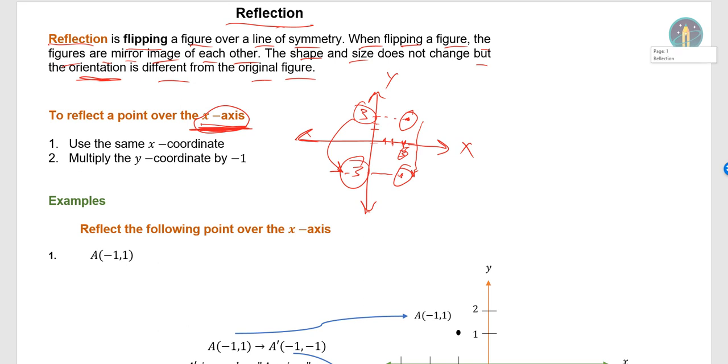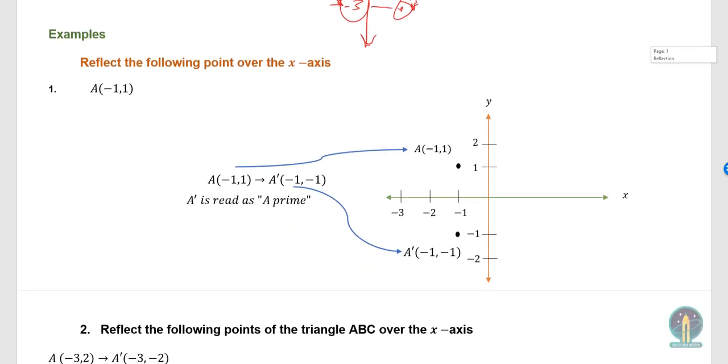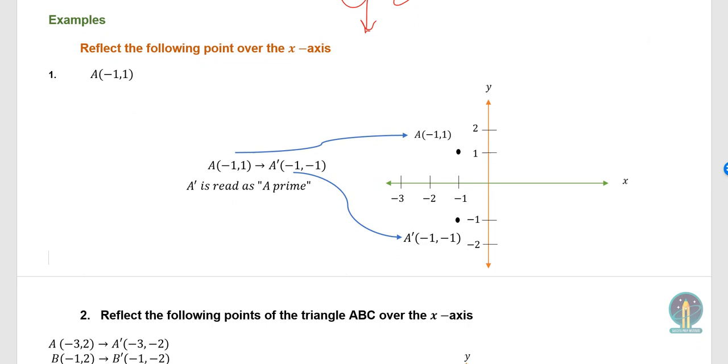Let's look at this example. Reflect the following point over the x-axis. So you have point A, -1 and 1. And it is located here. So -1 on x and 1 on y.